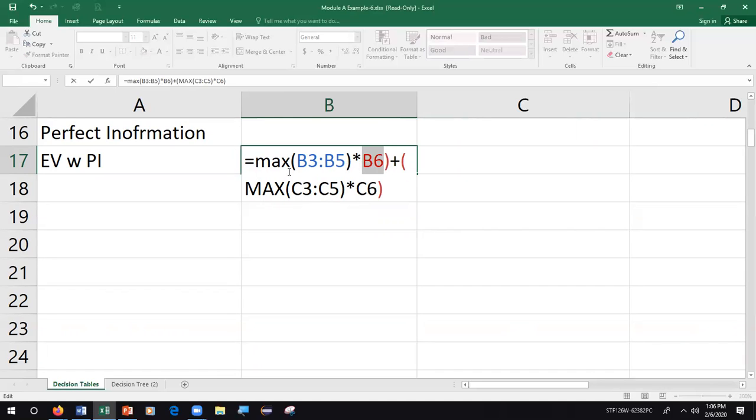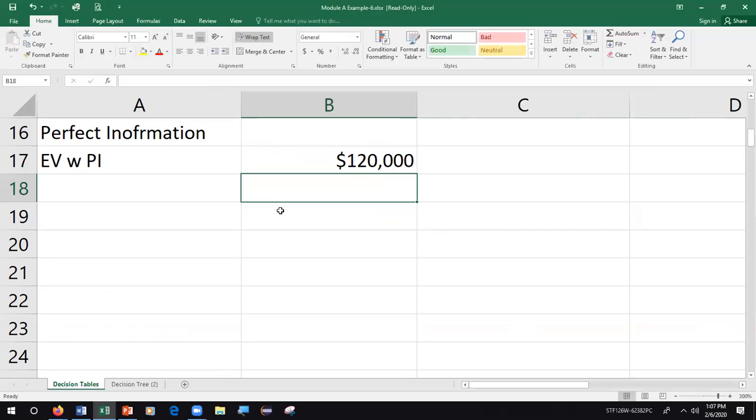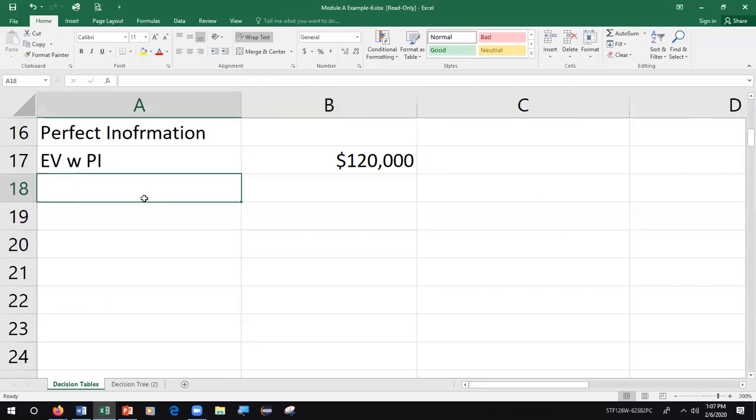B3, B... Oh, I have to start with parentheses, that's what it is. Yeah, there we go. So this is my expected value with perfect information. Then I need to know what my expected value without perfect information is, to compare those two.